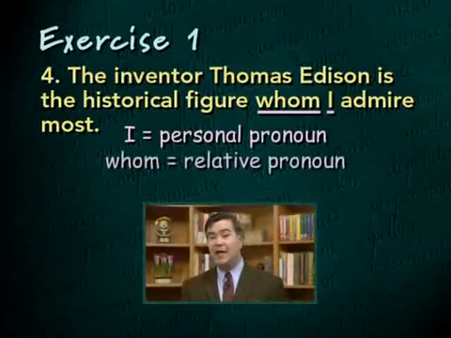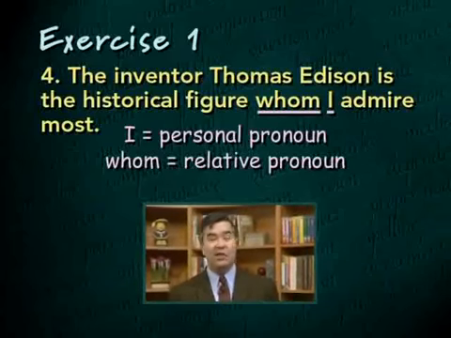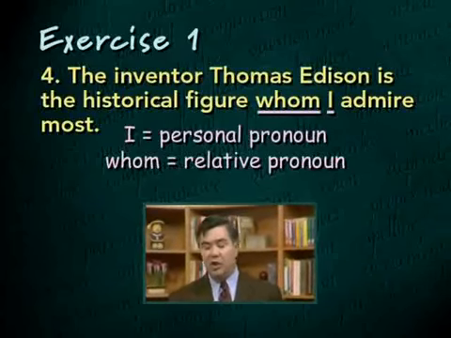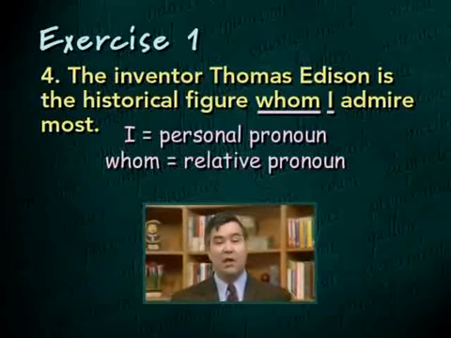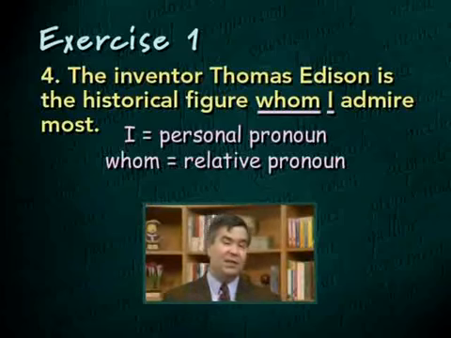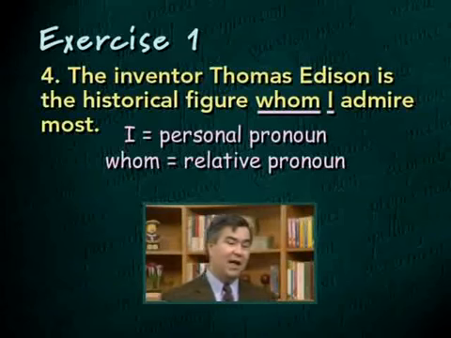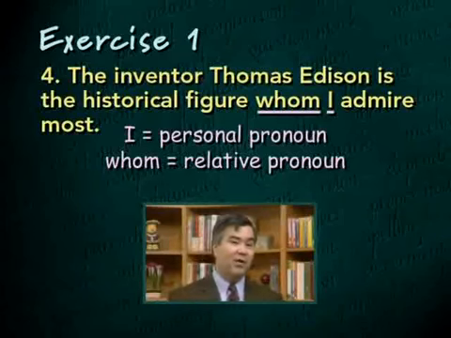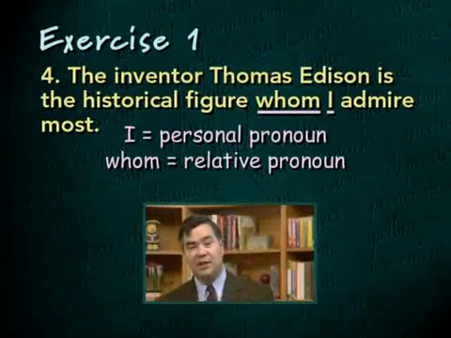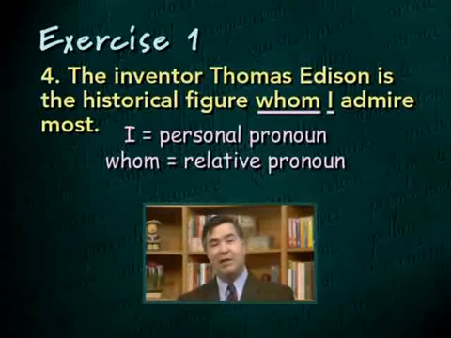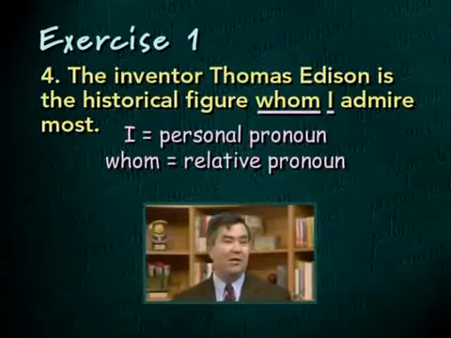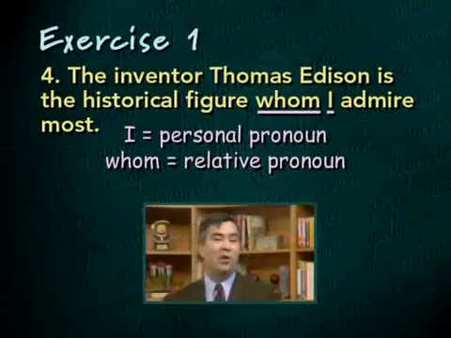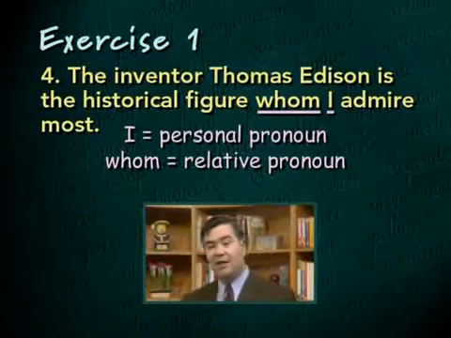Instead, it's being used as a relative pronoun. It introduces the subordinate clause, whom I admire most. Remember that a clause always contains a subject and a verb. Here the subject is I, the verb is admire, and whom is the relative pronoun that introduces this subordinate clause and relates it back to the independent clause. In fact, the entire subordinate clause acts as a modifier, giving more information about the noun figure.